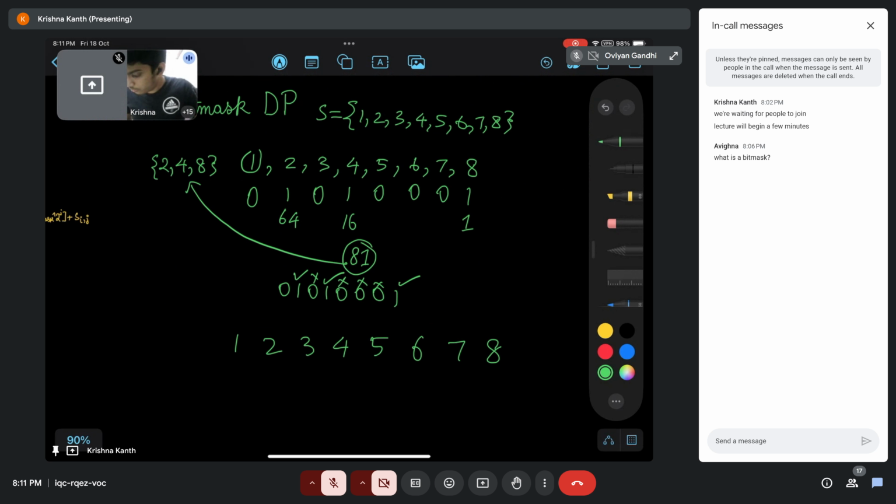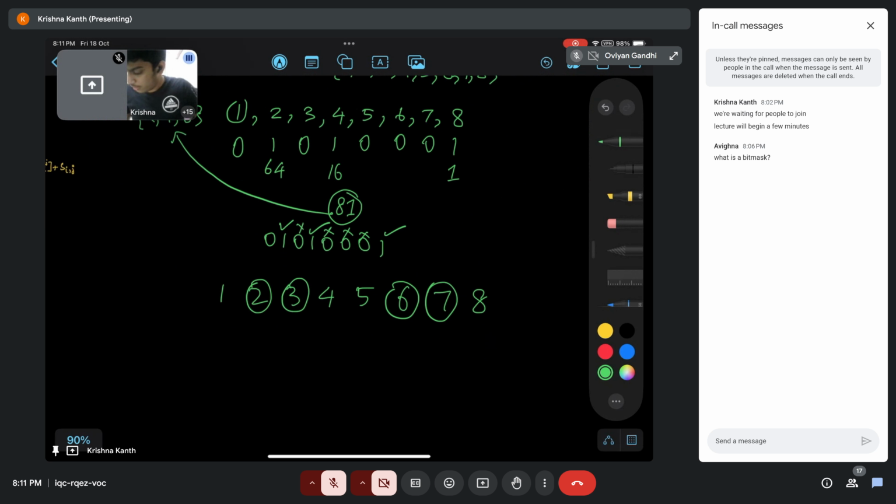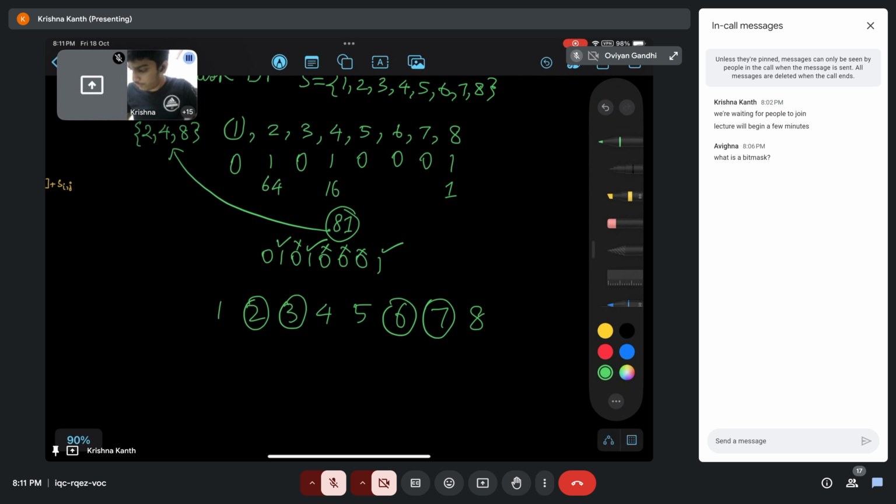So you said 2, 3, 6, and 7. Again, we do the same procedure. Here, we do not have 8 in the subset, so below that we will have a 0. We have 7, so below that we will have a 1. We have 6, so we will have a 1, 0, 0, 1, 1.